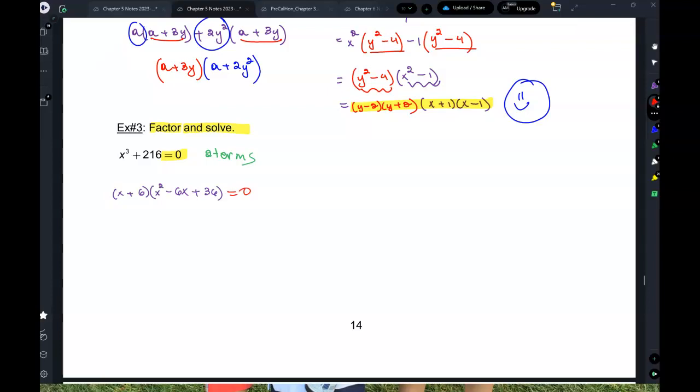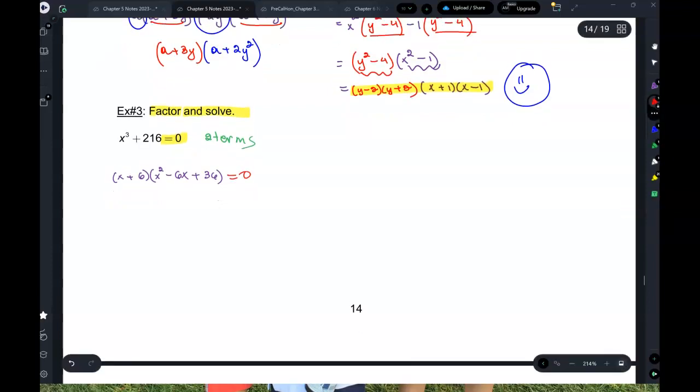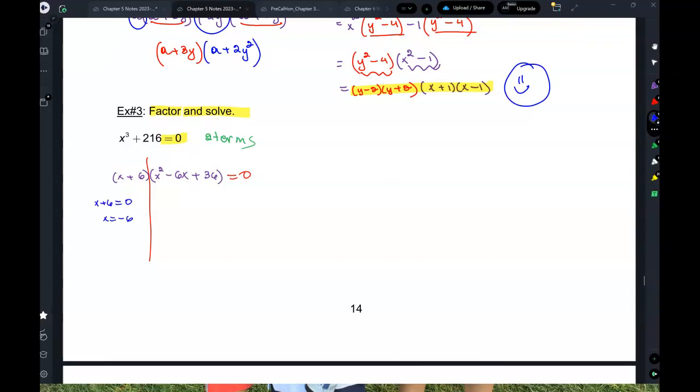Now, none of these can factor any further. Okay? I'm going to take your question after I finish this problem. None of these can factor any further. So, I still have to solve these though. Okay? So take a look. Can I set this equal to 0 and solve? Of course I can. I get x equals negative 6.